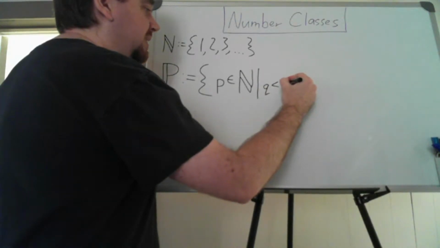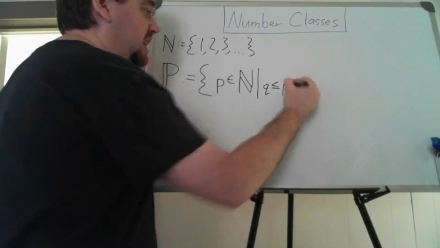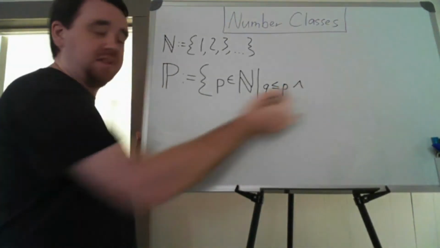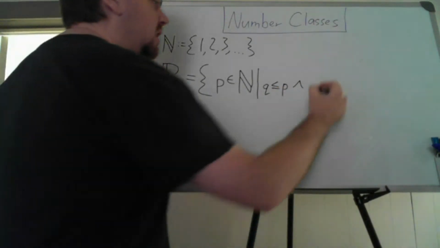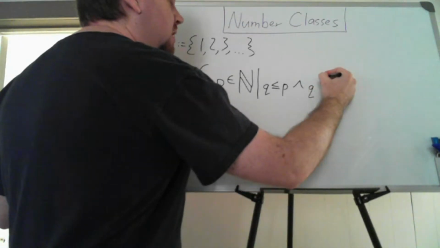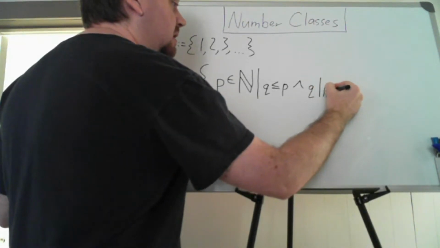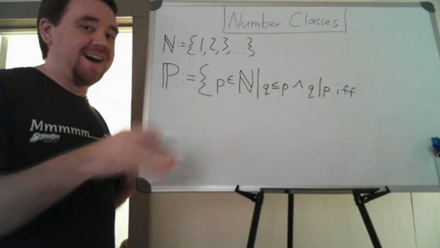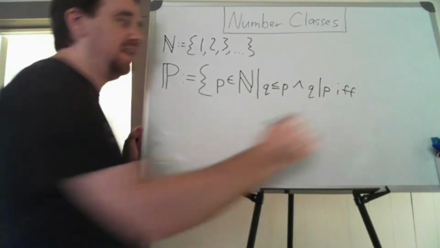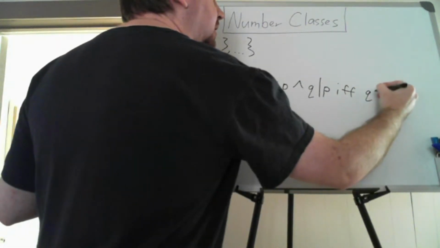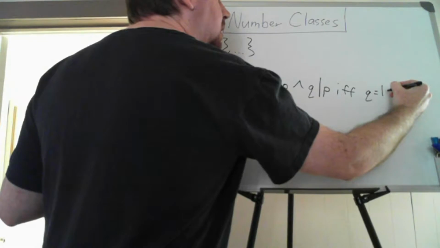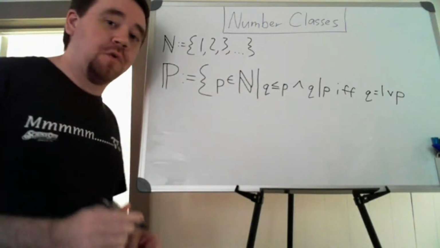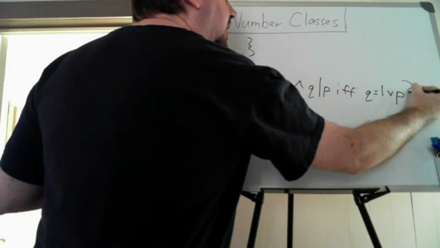Q is less than or equal to P, and mathematically, we use this little caret to represent and, Q divides P if and only if, oh yeah, IFF, that's a shorthand for if and only if, Q equals 1 or P. And that's right, we invert the caret for or, and then I close these braces.